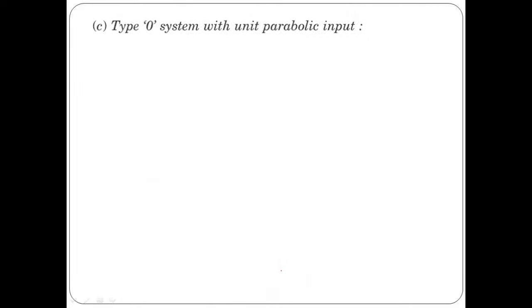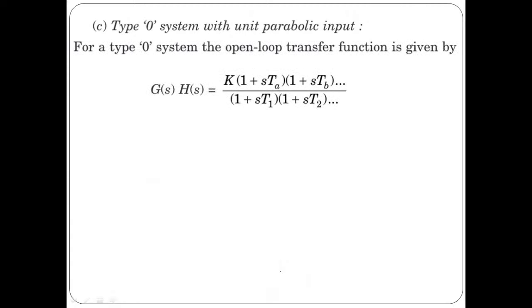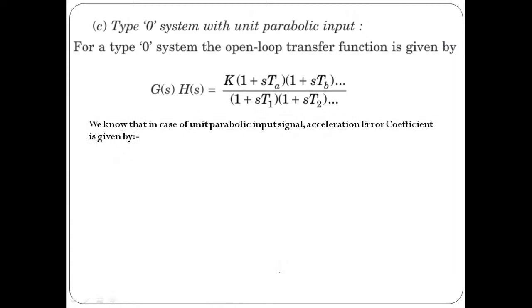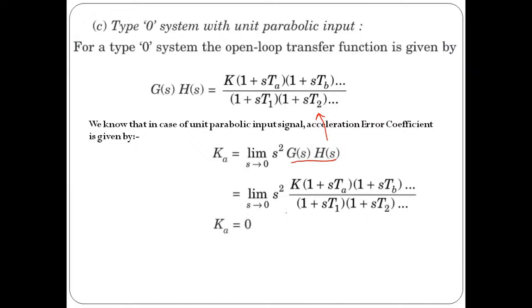In the same way, if you have type 0 and if you take unit parabolic input, same procedure. The thing is that in case of unit parabolic, we have acceleration error coefficient indicated by symbol Ka, and the expression is limit s tends to 0 s square g of s into h of s. Now again replace this g of s h of s by this expression, solve, you will get Ka 0. Again, if you calculate steady state error, it is going to be infinite.